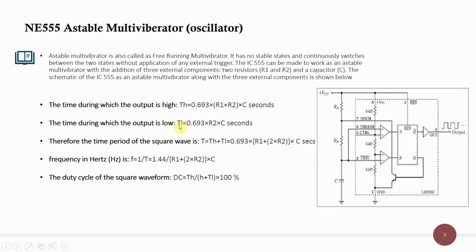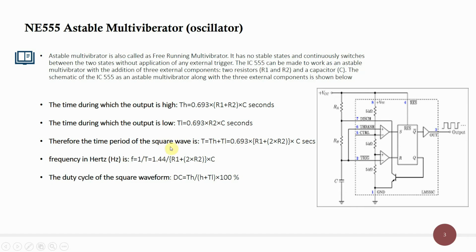And the low time is for discharging. When the capacitor is discharging, the other terminal should be connected to ground and it should go through the discharge terminal. So it will go through RB, then from pin 7 it will come to pin number 1. So discharging occurs from the capacitor through RB. The expression for low output is given by TL equals 0.693 into R2 into C seconds.